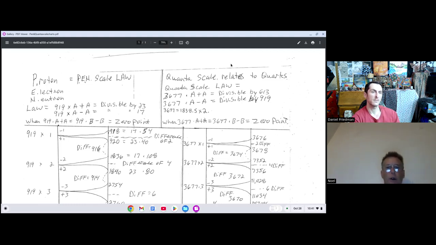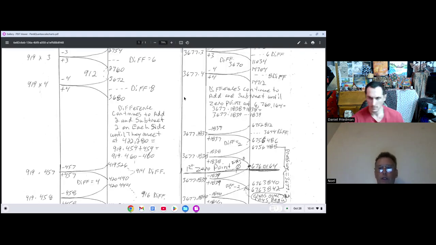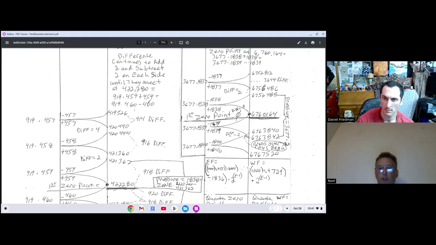Now, I don't want to go into how I discovered the 3677 other than this. The 613 is the total number of spheres in the 17 frequency cube layers. The 919 is the total number of spheres in the 17 frequency hexagons, closest packed spheres. So I deduced that, and then I said, I wonder if those revolve around another number, and they revolve around 3677. So this is how I discerned the data points. So the zero point for this number is 6760164.